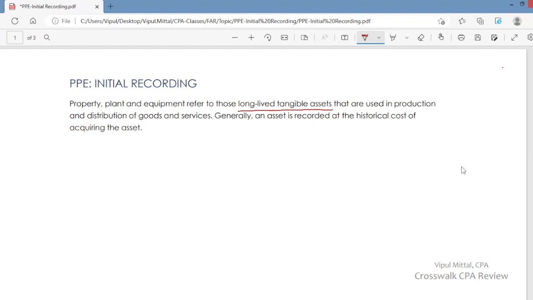And you generally record a property, plant, and equipment item at historical cost. This is a general rule. So all the costs that you incur to bring it to the condition and location necessary for its intended use. You incur a lot of cost when you acquire an asset. You have paid a price for the asset.